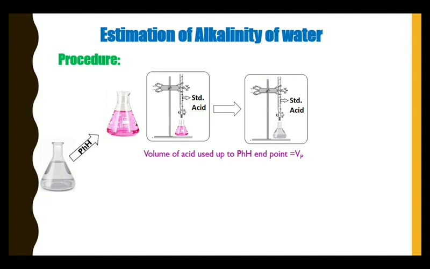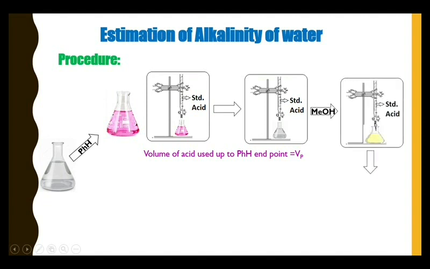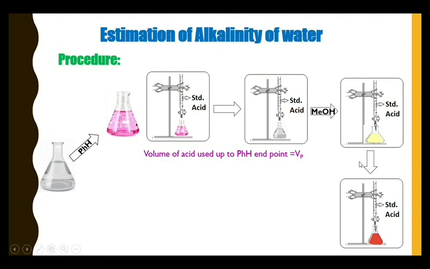Then the volume of acid used up to the phenolphthalein endpoint is noted, and to the same sample methyl orange indicator is added. At this stage it turns yellow, and it is titrated against the same acid till it becomes reddish orange, and the volume of acid consumed is noted as Vm.